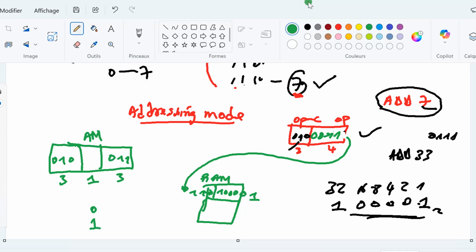So in this case, it depends on how you are constructing the architecture. The person constructing it can say, okay, when you see 0, it means that what follows at the level of the operand field is the address of a location where you have the actual value to manipulate.